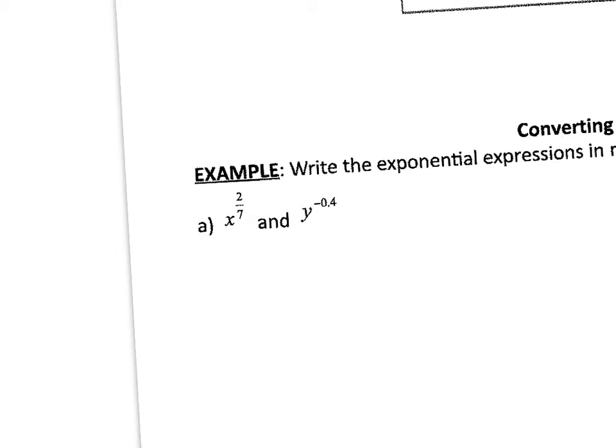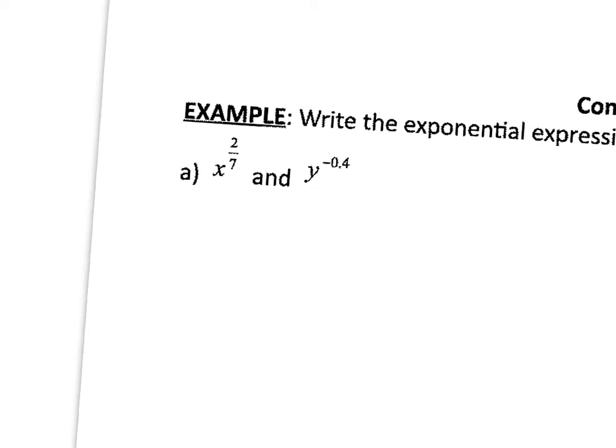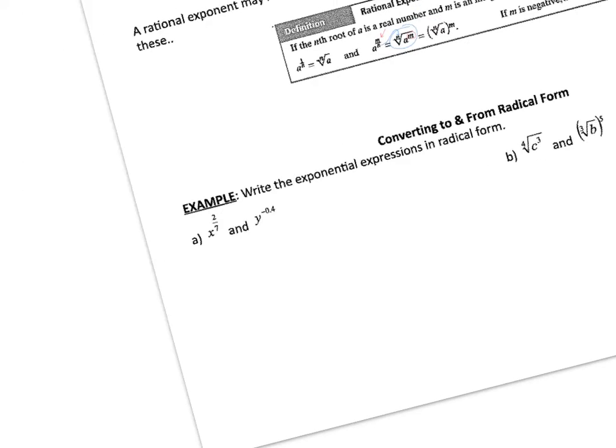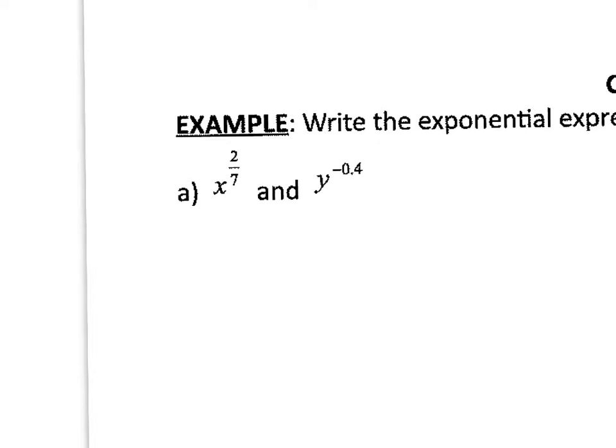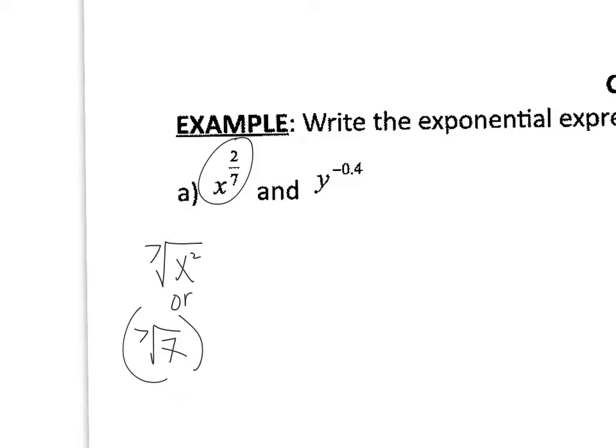So write the exponential expressions in radical form. I'm going to write x to the 2/7 as a radical. It's going to be the 7th root of x squared, or you can also write it as the 7th root of x and then square it all. These are the same things.